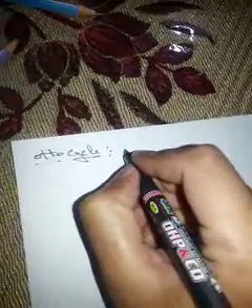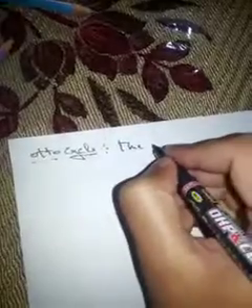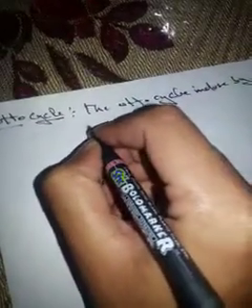Otto cycle. The Otto cycle was introduced by Nikolaus Otto in 1876.